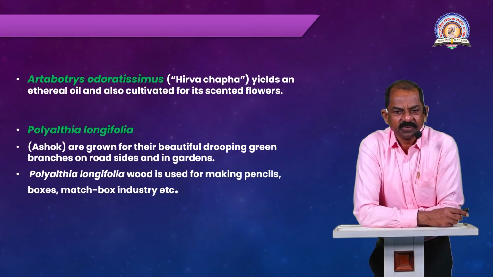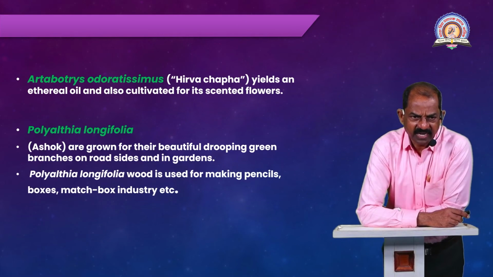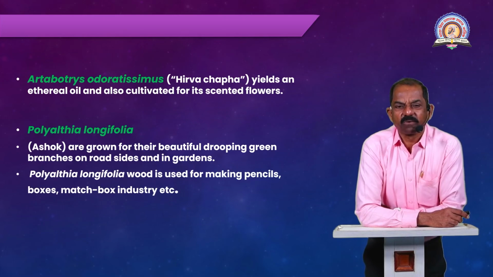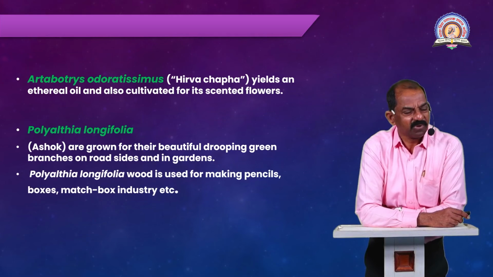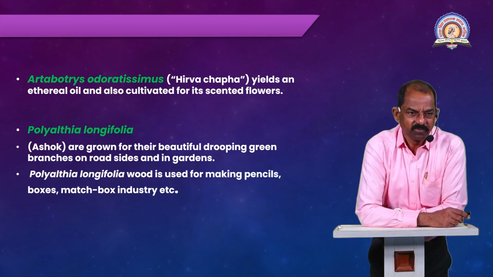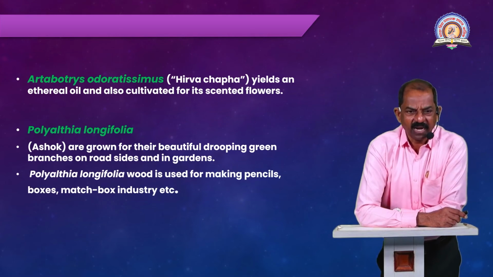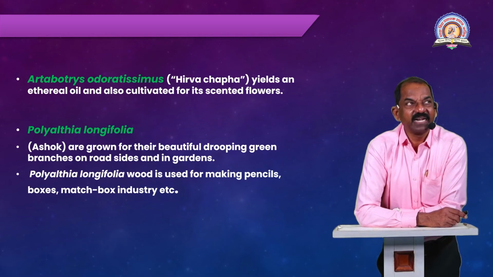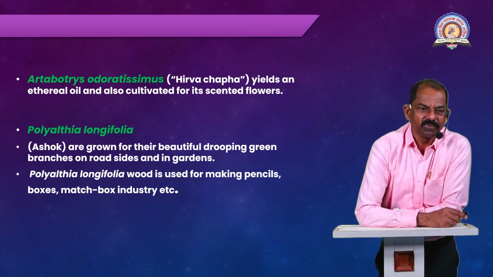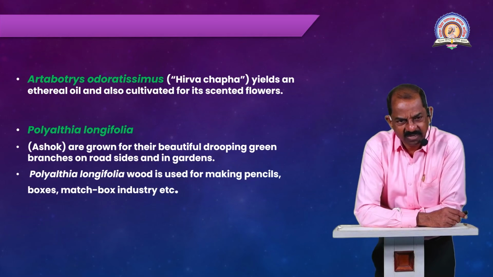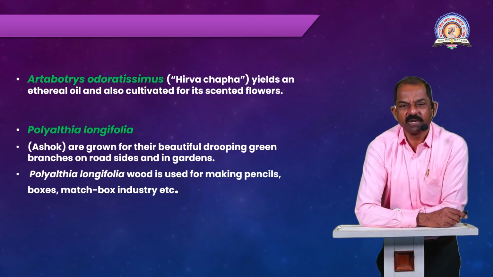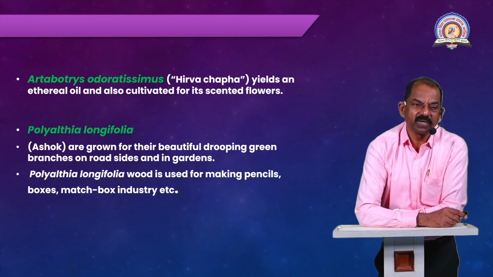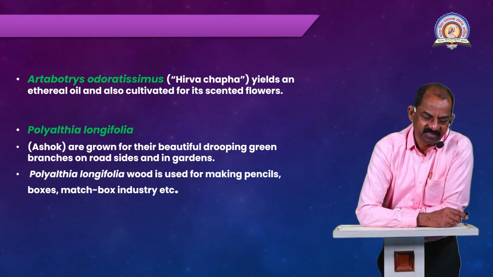Then the next one is Artabotrys odorantissimus, the Hirva Chafa. We all know about this plant. It yields ethereal oil and is also cultivated for its scented flowers. From the flowers we obtain one of the important oils from this plant, the scented flower of Artabotrys.